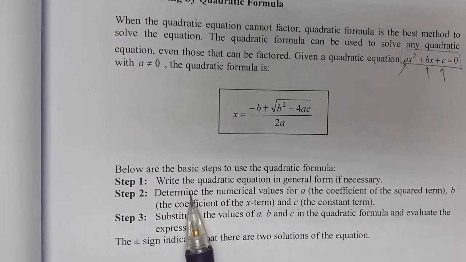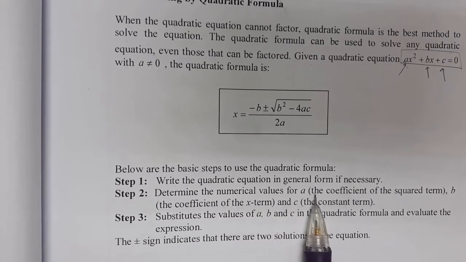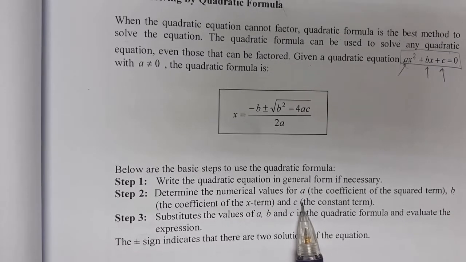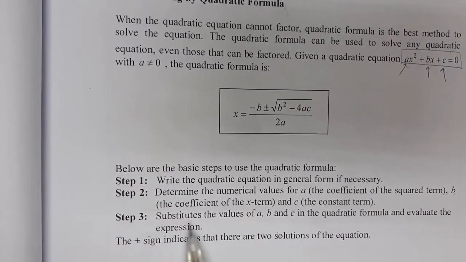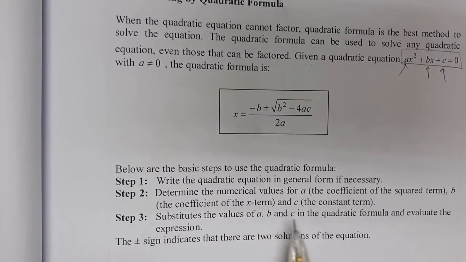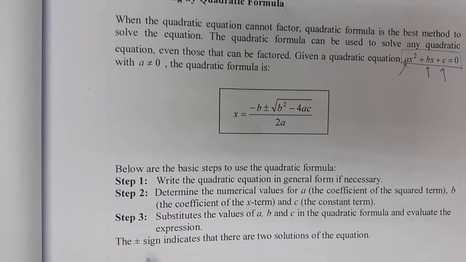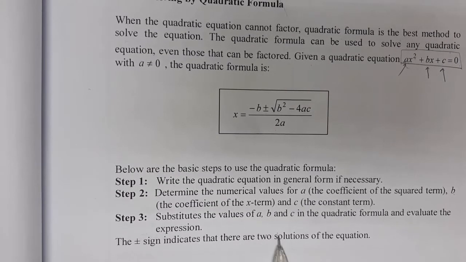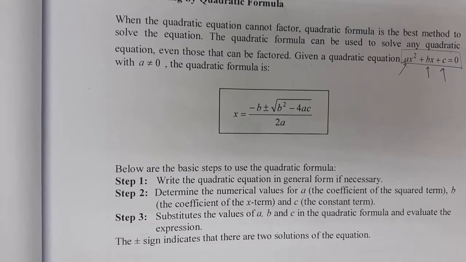Step 2, determine the numerical values for A, B and C. Step 3, substitute the values of A, B and C in the quadratic formula and evaluate the expression. The plus minus sign indicates that there are two solutions of the equation. So let's discuss some examples.